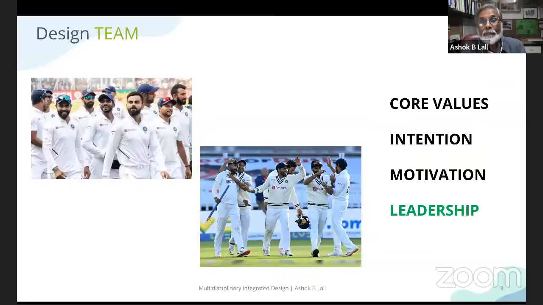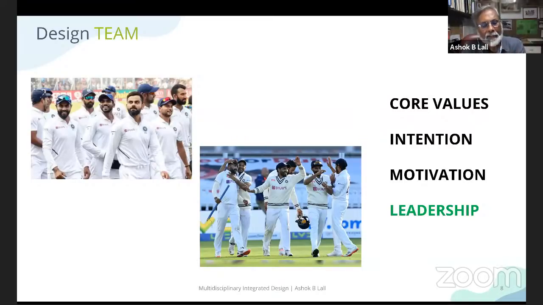Well, when you have a team, it's a different thing, right? Each one has their core values. Each one has their intention. Each one has their motivation. But there has to be some magic, some chemistry in the team that can bring it all together. And we assume generally that there is a role for some sort of leadership here. There has to be one or two characters who know how to galvanize all these core values, intentions, and motivations into the working together of a team.